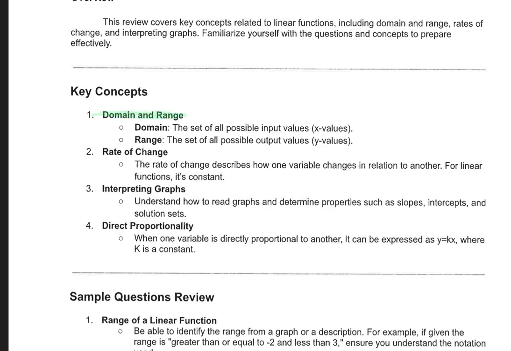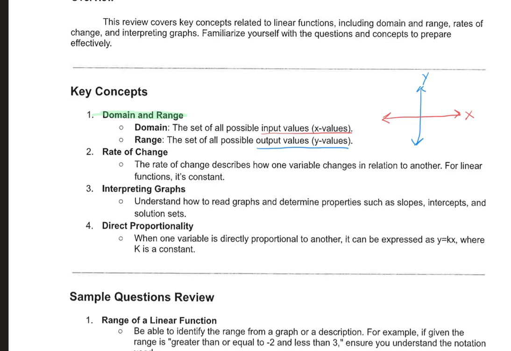Okay, remember those are important topics. So the domain is going to be the set of all possible input values. And remember, your input values are also referred to as X values. Range is going to be the set of all possible output values. And remember, those are your Y values. So if I'm going to go ahead and create a little graph, this axis is my Y axis. Okay, the vertical is my Y and the horizontal is my X.